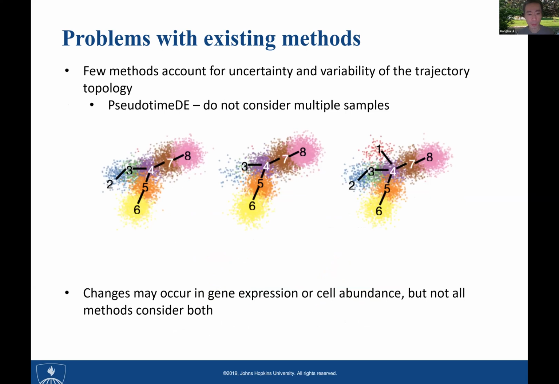But that's not the only problem. There are also many other problems. For example, few of the existing methods consider the variability of the tree topology. If you consider the trajectory as a tree, it has some kind of branching structure. Doing this for different samples may give you slightly different structures. For this sample you may have a small branch here, whereas in other samples you don't have that branch. Few existing methods consider this variability in the tree structure, and this uncertainty can also influence your downstream analysis of differential gene expression.